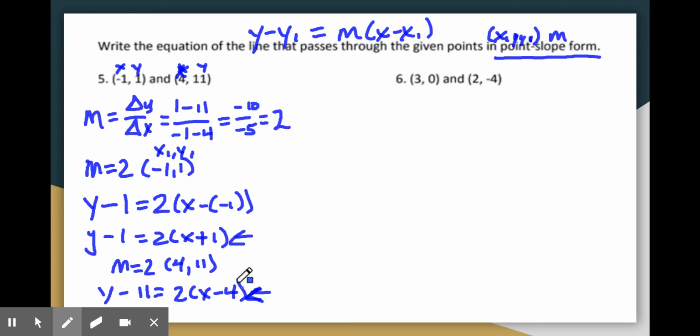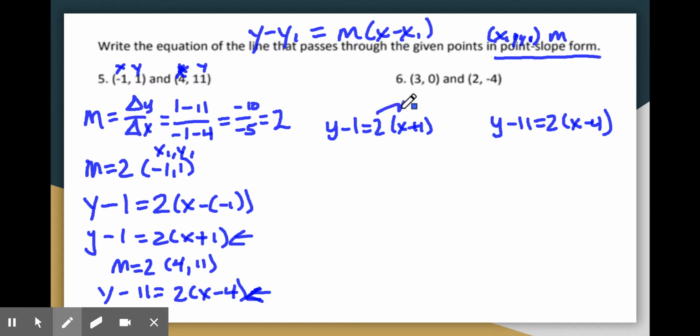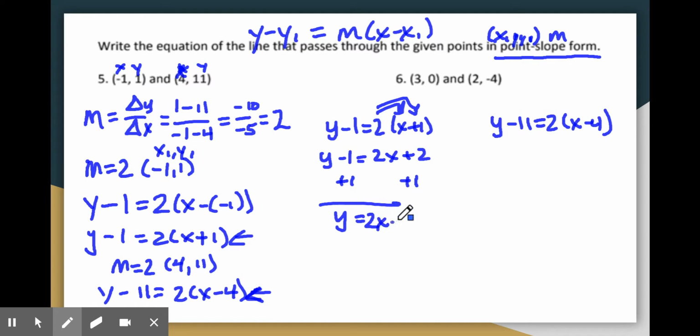Now to convince you that they're both the same line, let's show you that they are. I'm going to take each one of these that I just got, and then I'll erase it. And I'm going to write them in slope-intercept form. So I'm going to distribute the 2. I'm going to solve for y, 2x plus 2, and then add 1. And I get y equals 2x plus 3.